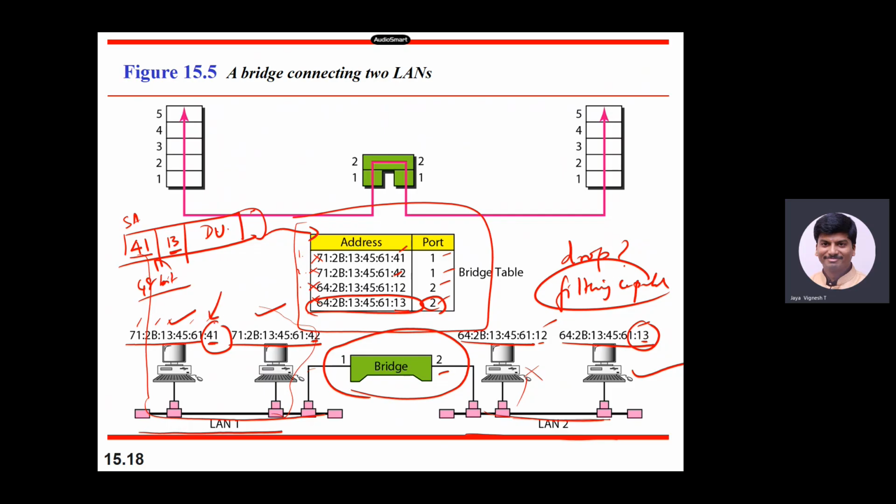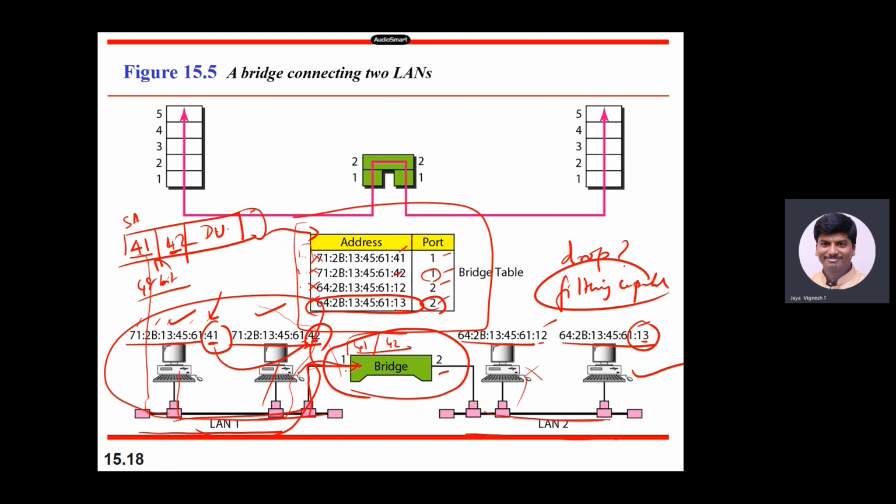Suppose 41 wants to send a message to 42, which means devices in LAN 1 want to communicate. So when 41 sends a frame which is destined to 42, and it's transmitted over LAN 1, every device in LAN 1 is going to receive it, and 42 is going to receive it. The traffic is confined here, but the bridge is also going to receive it via port 1, where it says this frame has been destined to 42. Now the bridge goes on and scans the table and finds that 42 is mapped to port 1 only.